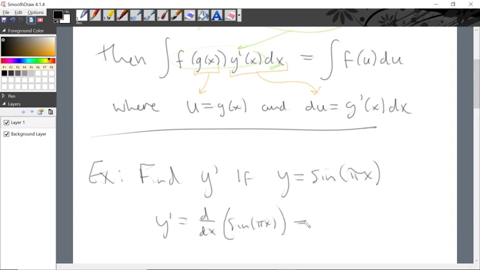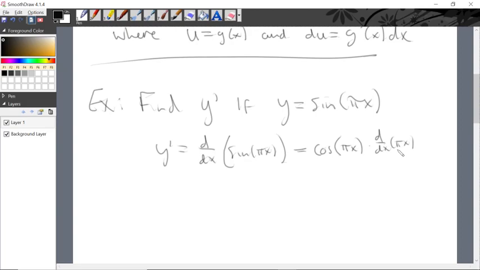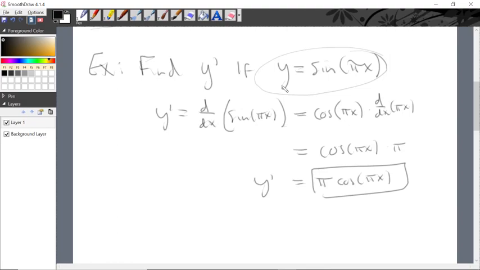First we take the derivative of the outer function. The derivative of sine is cosine, and then we leave the inner function alone. We leave the pi x, and then we multiply by the derivative of the pi x. Well, the derivative of pi times x would just be pi, because it's linear. So we get the cosine of pi x times pi, or another way to write that would be pi times the cosine of pi x. All right, so that would be y prime, the derivative, if y is equal to sine of pi x.